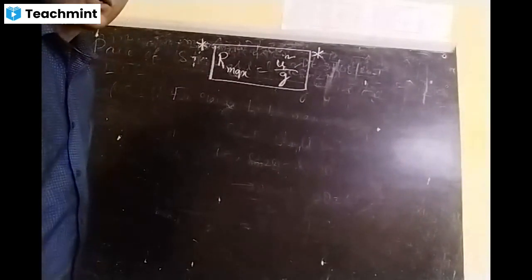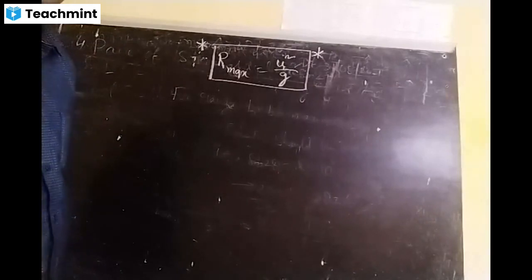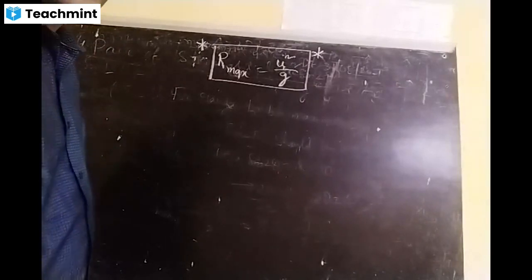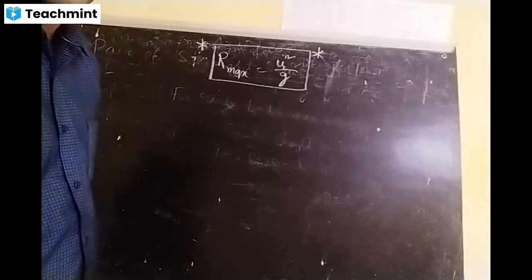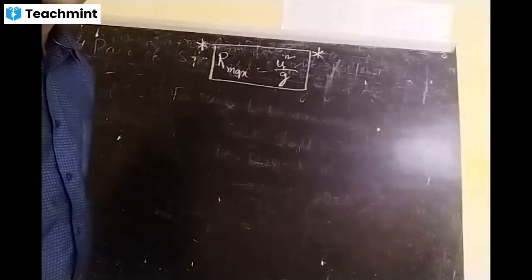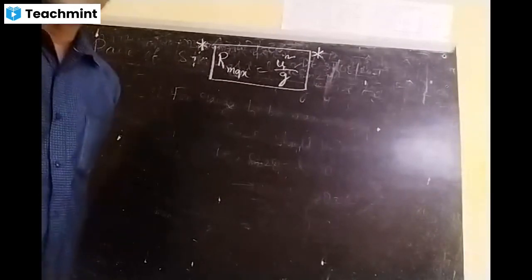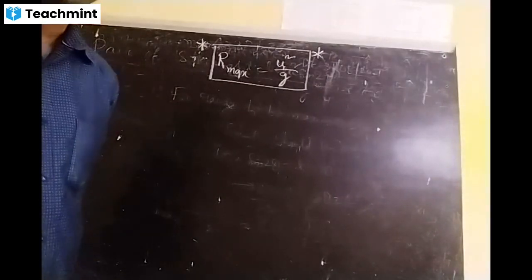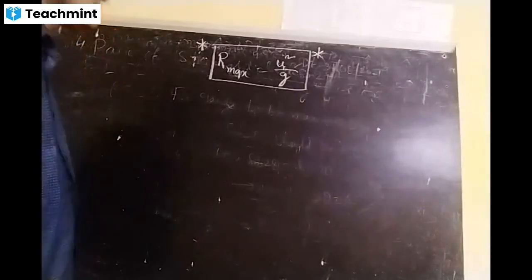If I consider two angles, and the sum of the two angles is equal to 90 degrees, then the two angles are said to be complementary angles. If the sum of two angles is equal to 180 degrees, then the two angles are said to be supplementary angles. Now let me discuss complementary angles.